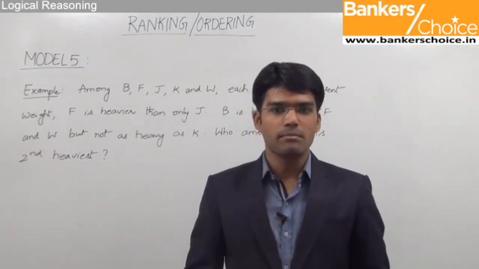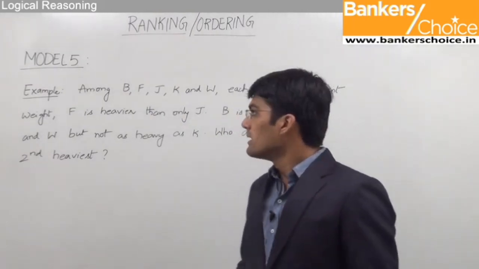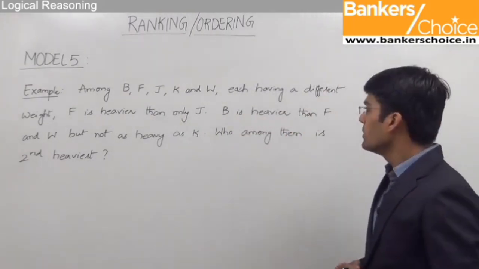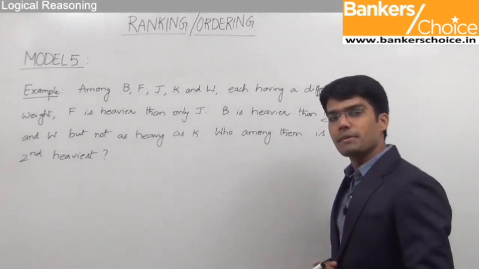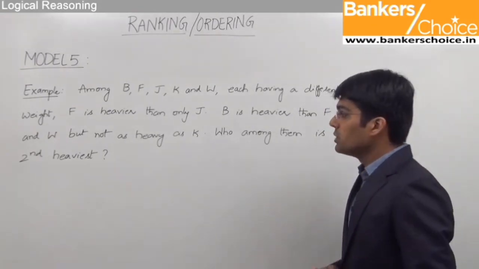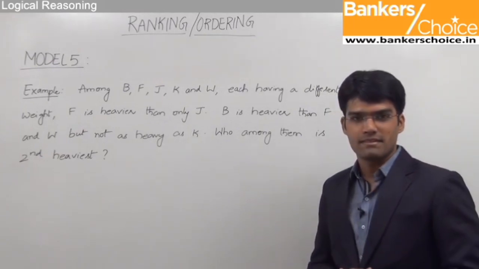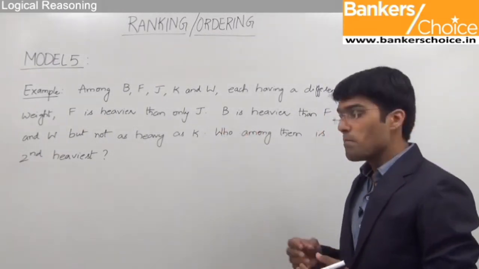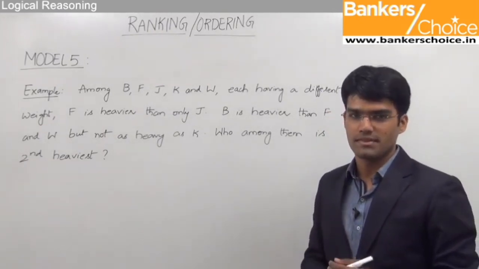Let us now take an example based on the inequalities and the keyword "only" that we have just learned. The question here is: among B, F, J, K and W, each having a different weight, F is heavier than only J. B is heavier than F and W, but not as heavy as K. Who among them is second heaviest? So here we are supposed to arrange the given 5 persons based on their weight and find out who among them is the second heaviest person.